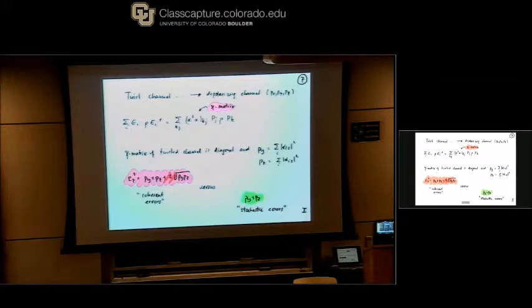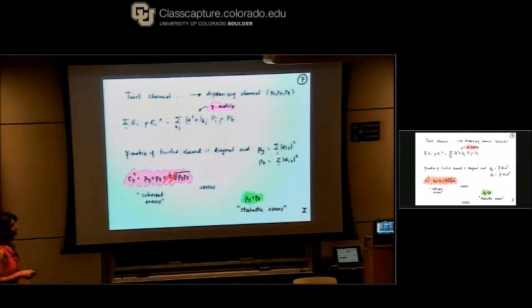Okay, so the goal of this exercise is to show that if you twirl the channel and you look at what effective probabilities of errors you have, you're not necessarily capturing the error strength, right?